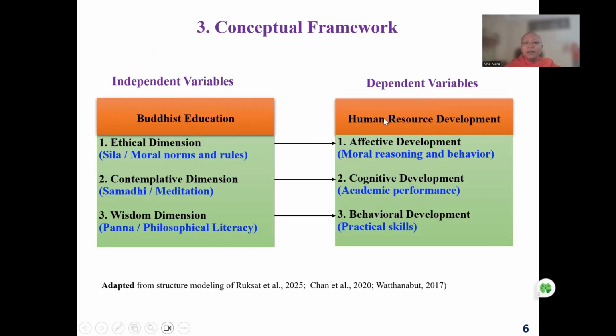All 3 dependent variables are produced when Buddhist students practice sila, or moral norms, which produces moral reasoning or behavior. When they practice sila, their behavior improves and they perform well in society. Samadhi, or meditation, produces academic performance, and wisdom, or philosophical literacy, produces practical skills.